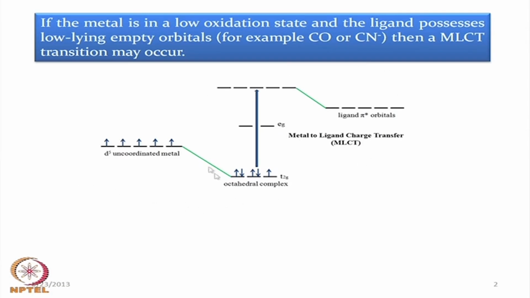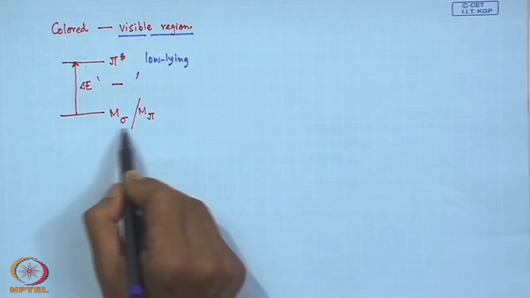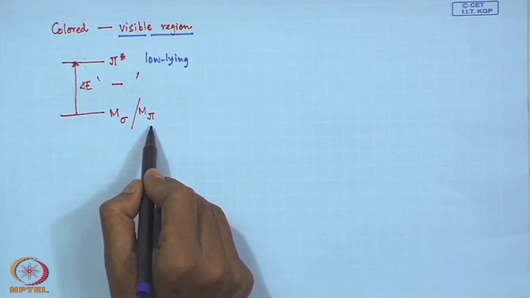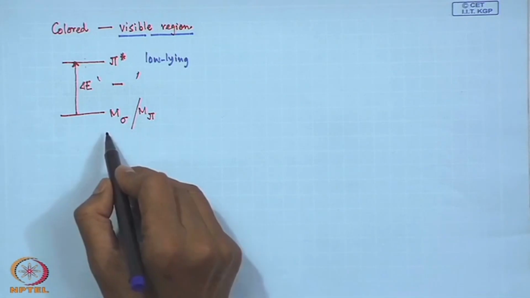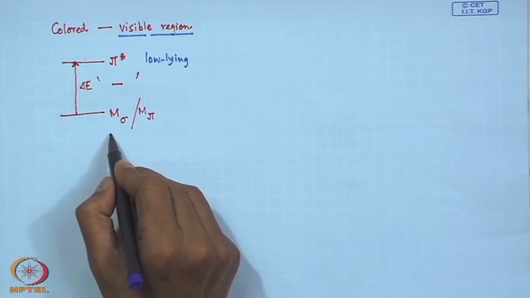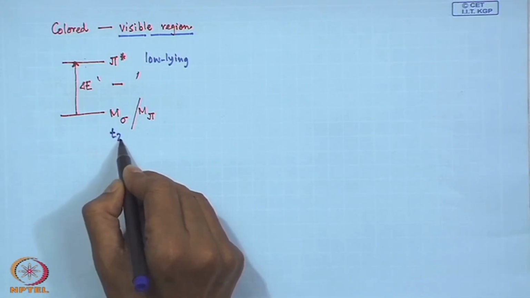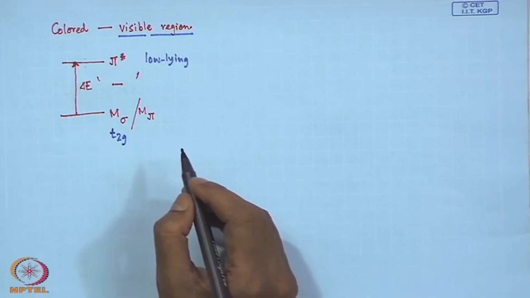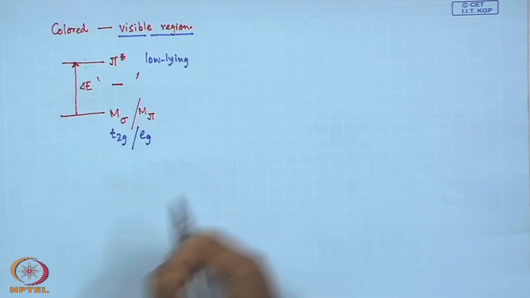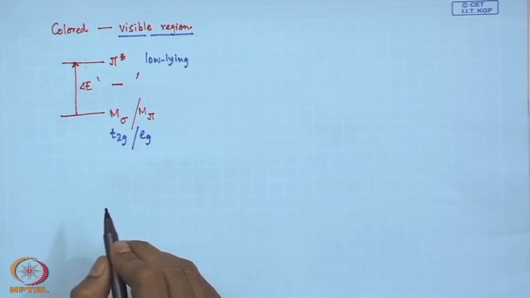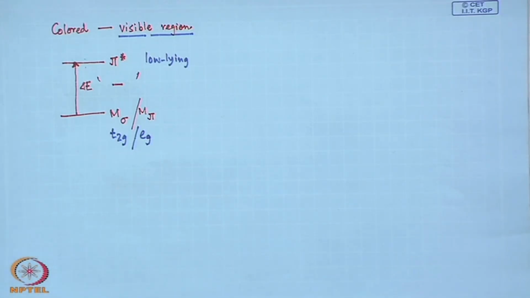So, this is a very simple pictorial representation of what we have seen just now for the levels. That means, what are the corresponding levels for this M sigma or M pi type. What we can see is that for this particular sigma type of orbital in the octahedral case, we have the t2g type of orbitals or the eg type of orbitals which are available for the octahedral complex.